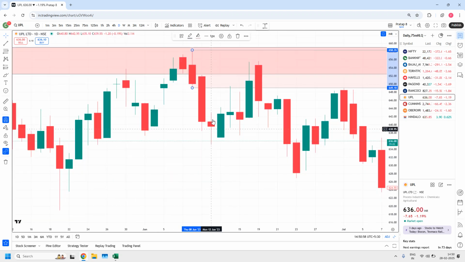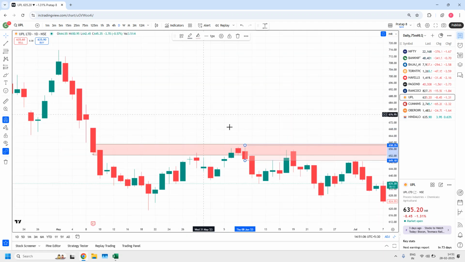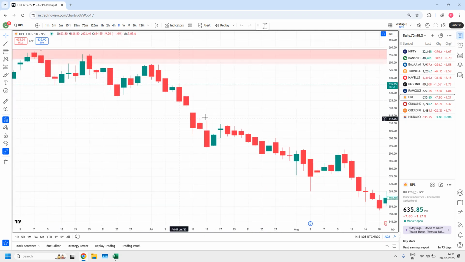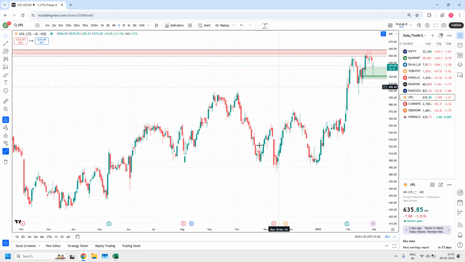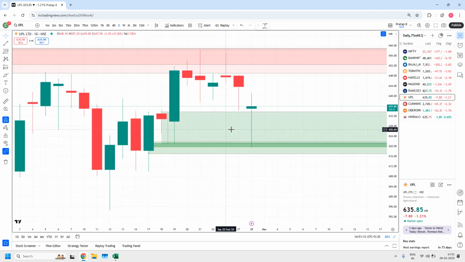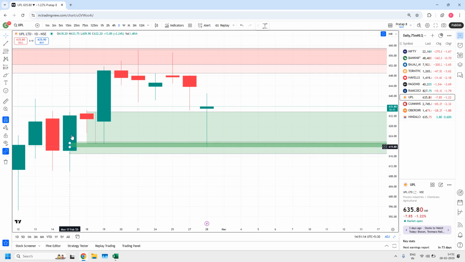But unfortunately, we can't fine-tune these zones because it is almost more than a year old zone, and 5 minutes data is not available for us for fine-tuning. That's why I left this. But at the same time, when I opened the chart, I also saw this rally-base-rally.